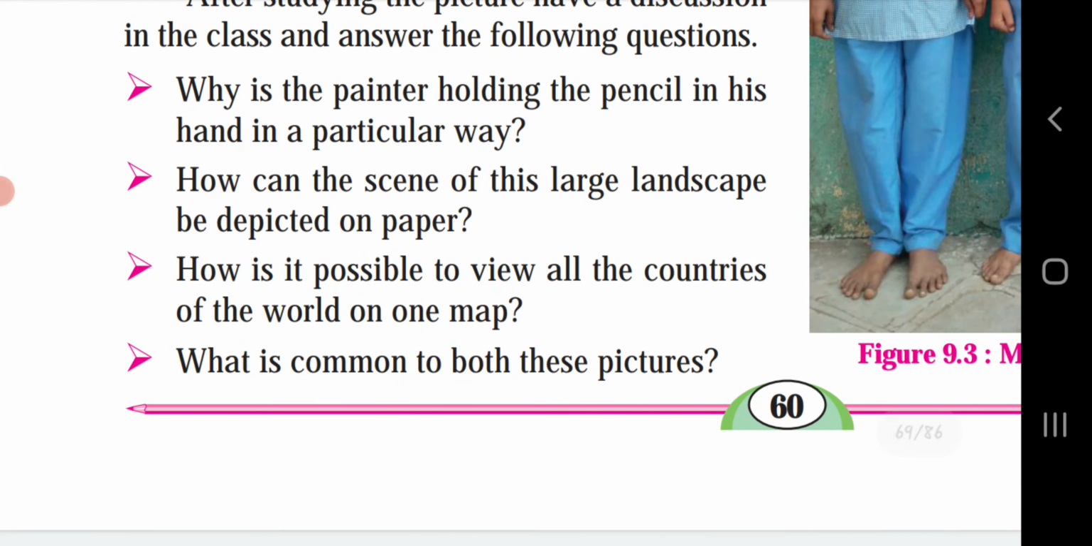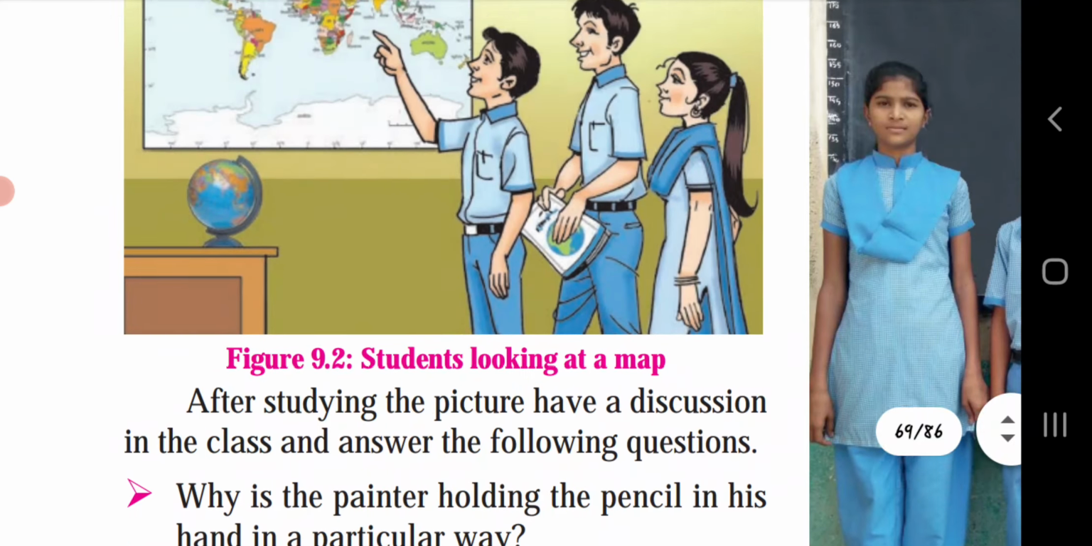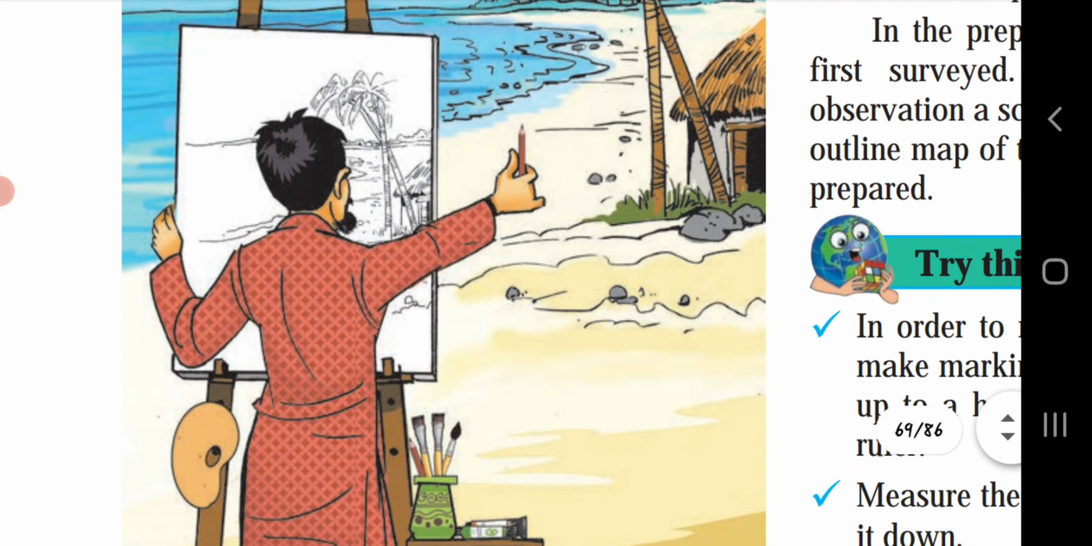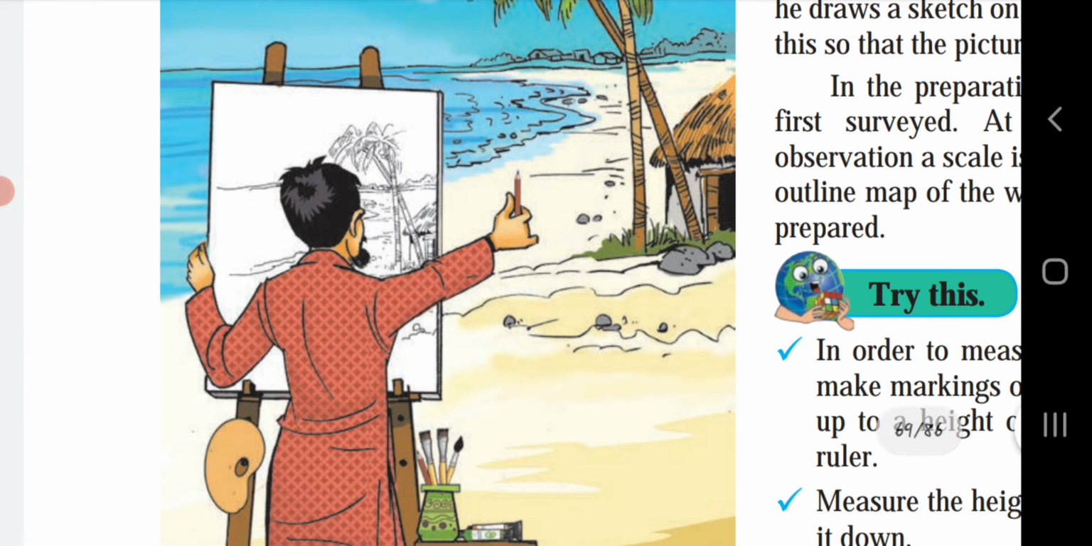How can the scene of this large landscape be depicted on paper? So you can see the painter selects an approximate scale to depict the objects in front of him in the drawing. The scale helps him to reduce the object to a smaller size. Thus the painter is able to depict the large landscape on the paper.